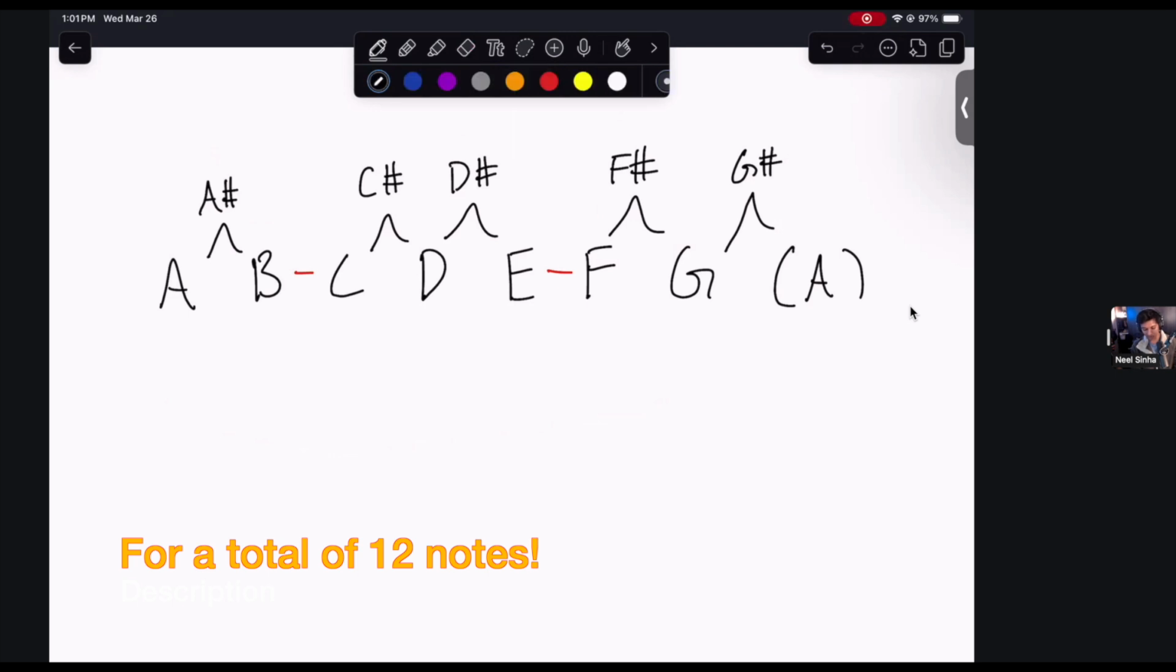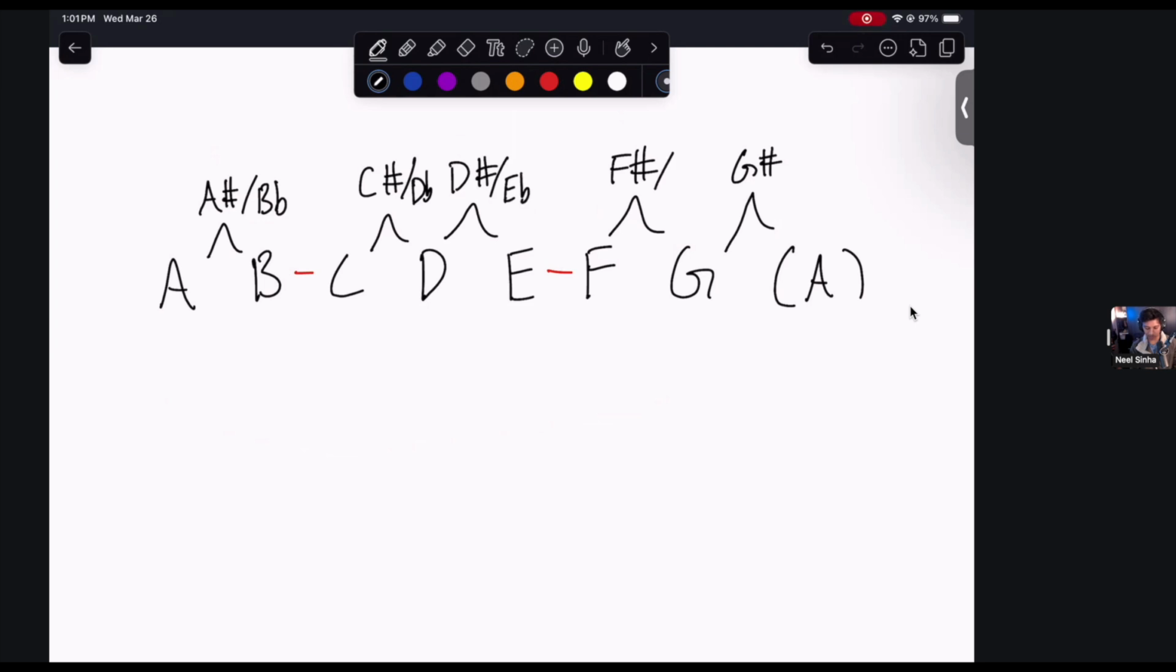There is one step further, which is that every accidental actually has 2 names, a sharp name and a flat name. Flat meaning below and sharp meaning above. So A sharp is above A, B flat is below B, but those are actually the same note. So C sharp, the other name would be D flat. D sharp, other name would be E flat. F sharp, other name would be G flat. G sharp, other name would be A flat.